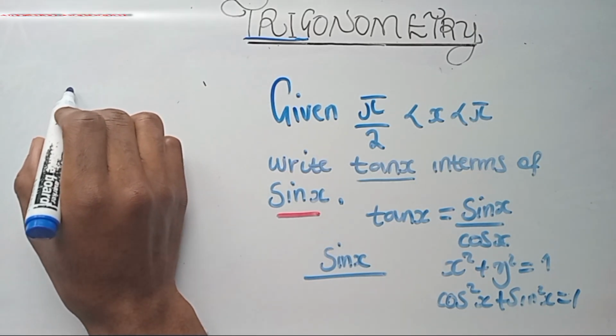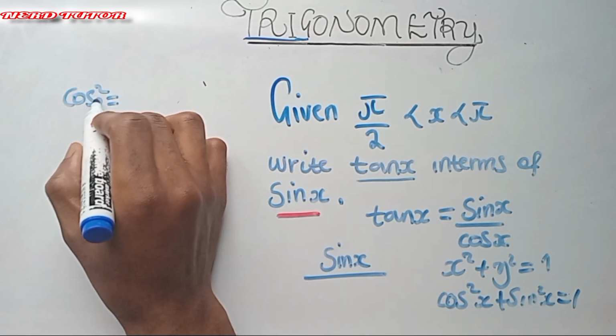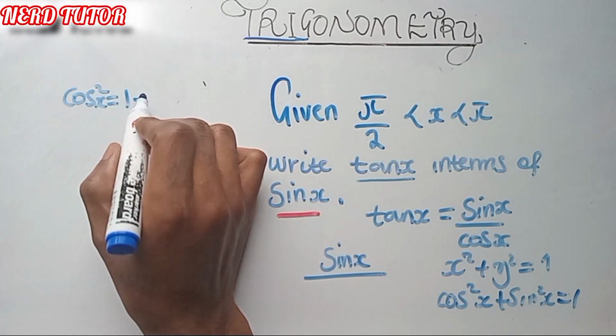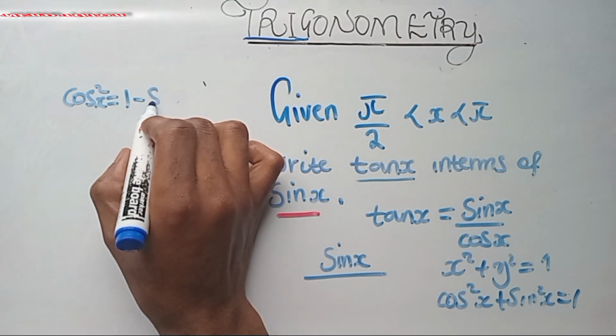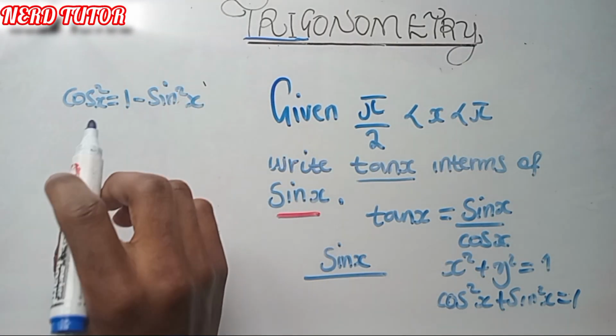So we're going to say cos squared x being equal to 1 minus the sin squared. 1 minus the sin squared x, like that. Okay. So now from here, what are we going to do?